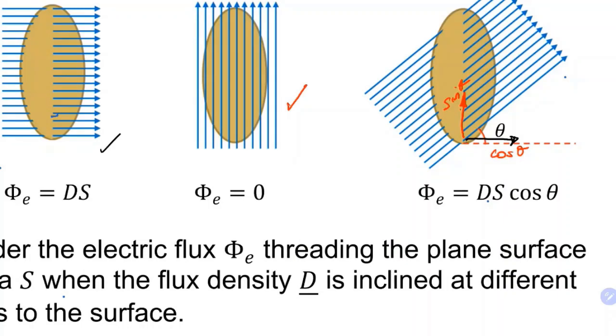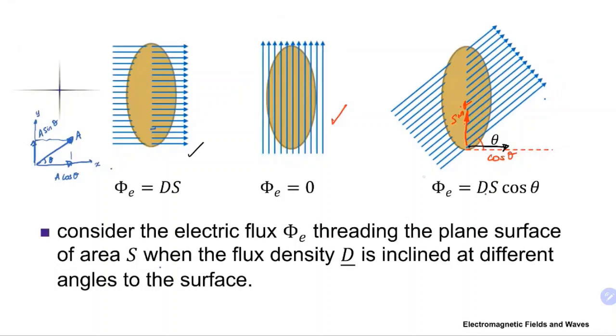So my field lines going in an angle times cos theta is the one that is cutting perpendicular to the surface. Sine theta missed the surface altogether. It's going horizontally. And therefore my electric flux will be my electric flux density times the surface times cos theta. And that is the actual flux that goes through the surface of my circle that I drew there.